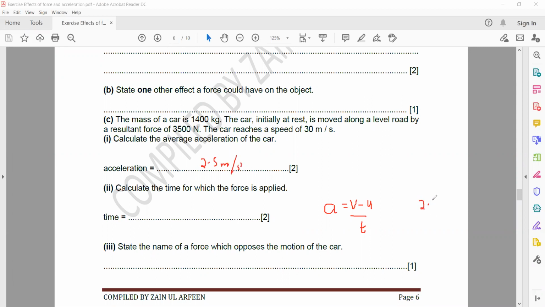The final speed is 30. The initial speed was 0. So 30 minus 0 divided by time. So 2.5 is equal to 30 divided by t. You need the time, so t is equal to 30 divided by 2.5, which is equal to 12. So you will get 12 seconds.